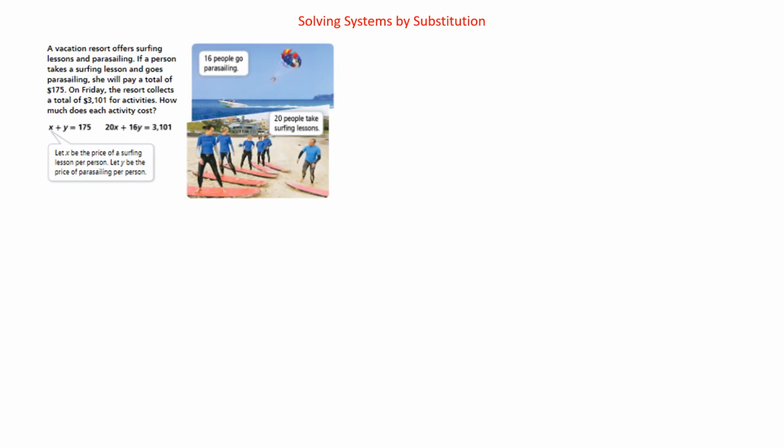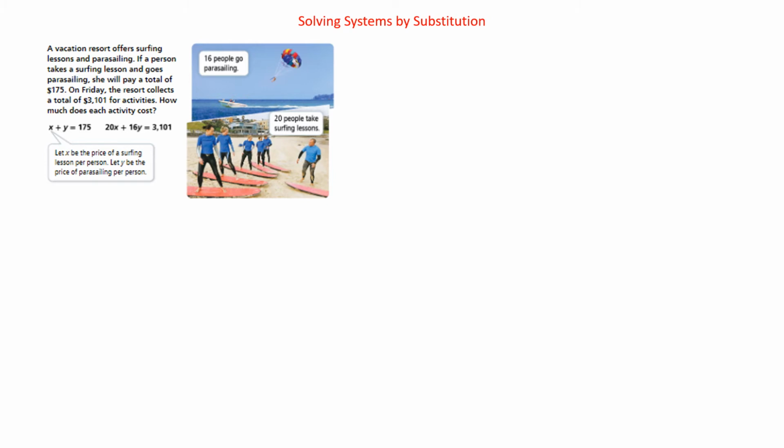This time, we're going to do a word problem. We've seen these types of word problems before when we were graphing. So we have a vacation resort that offers surfing lessons and parasailing. If a person takes a surfing lesson and goes parasailing, she will pay a total of $175. On Friday, the resort collects a total of $3,101 for activities. How much does each activity cost?